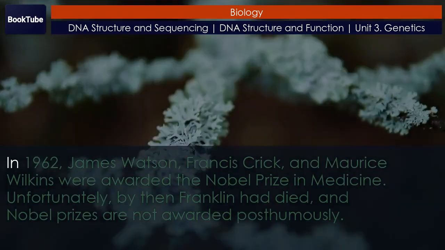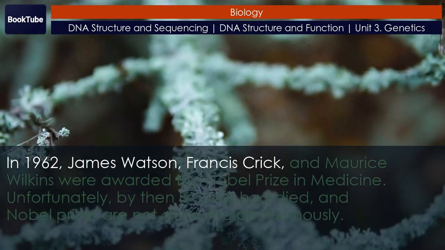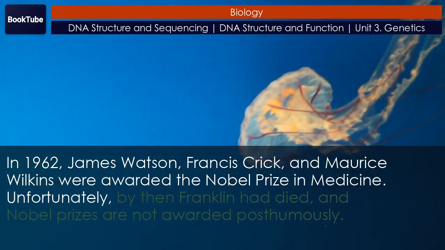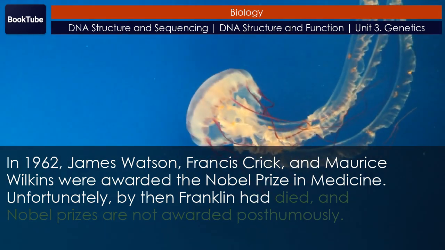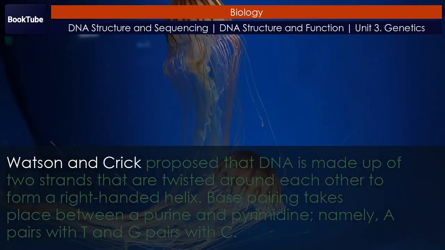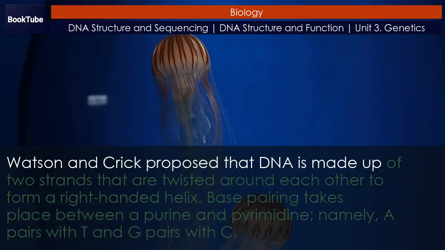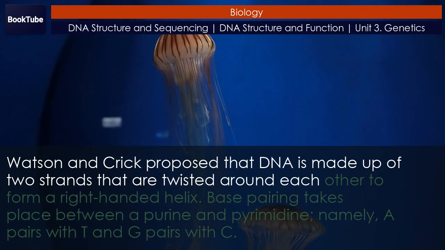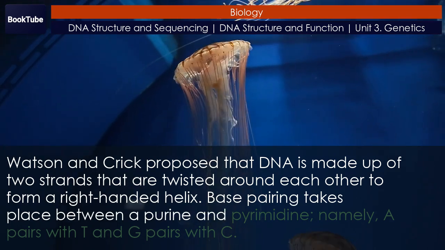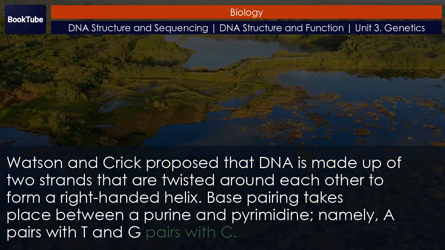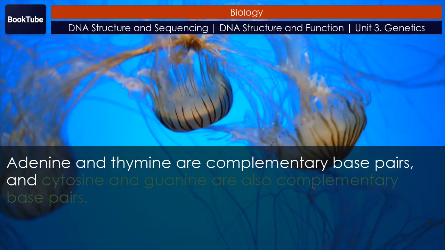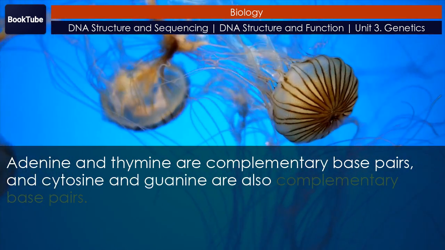Figure 2. In 1962, James Watson, Francis Crick, and Maurice Wilkins were awarded the Nobel Prize in Medicine. Unfortunately, by then Franklin had died, and Nobel Prizes are not awarded posthumously. Watson and Crick proposed that DNA is made up of 2 strands that are twisted around each other to form a right-handed helix. Base pairing takes place between a purine and pyrimidine, namely, A pairs with T and G pairs with C. Adenine and thymine are complementary base pairs, and cytosine and guanine are also complementary base pairs.